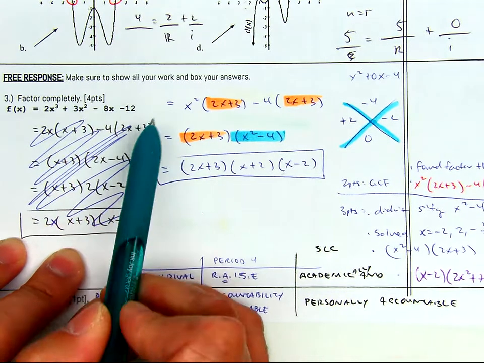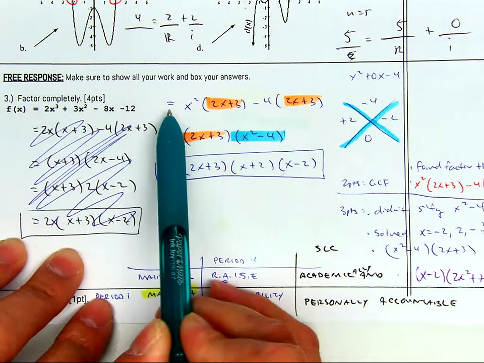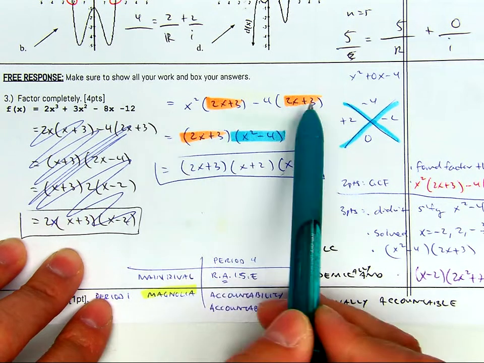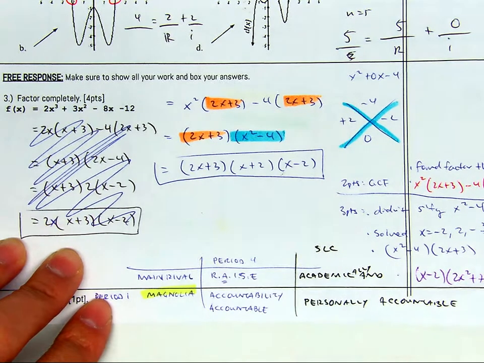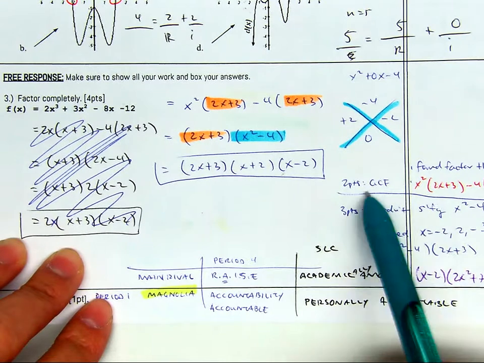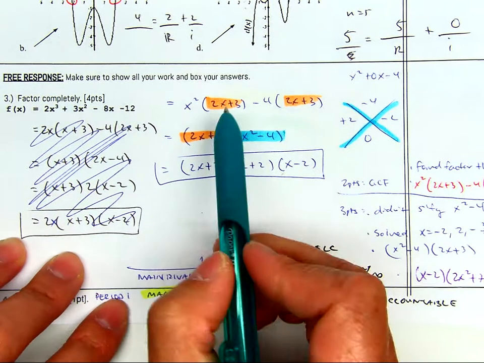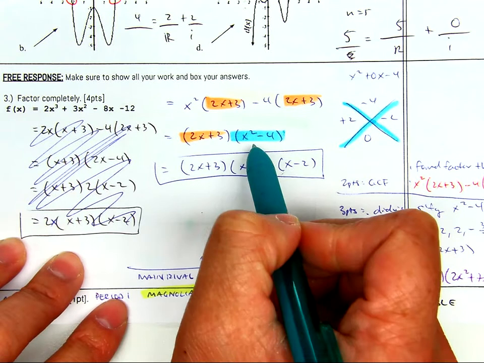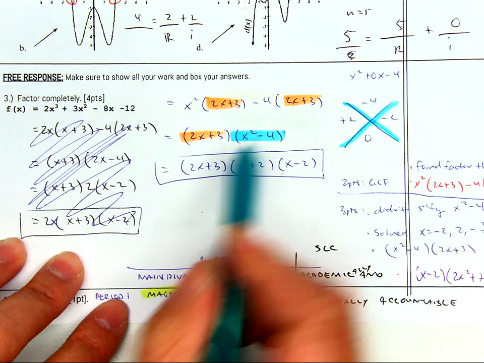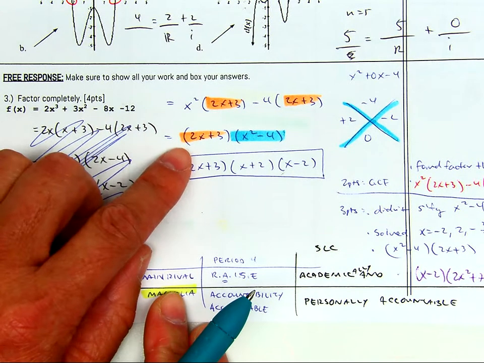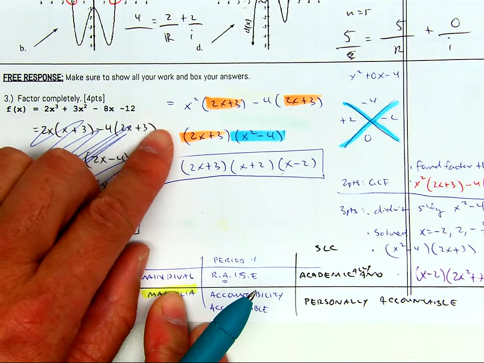Now, if you wrote just this, that basically tells me you only factored once and I only gave you 2 points. Also, you got 2 points if you just found another factor, like one of these factors by the rational roots theorem. Now I have x squared minus 4. A lot of you guys left it like this. Here you have to factor again.